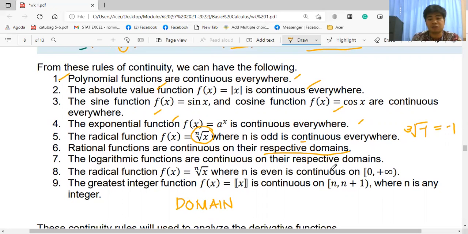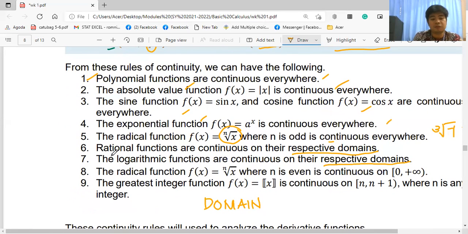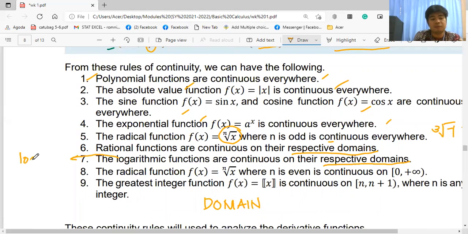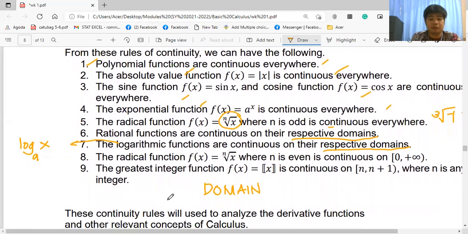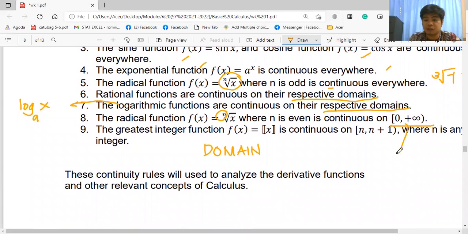And so with the logarithmic functions, we have the respective domains. Take note, the logarithm is very sensitive, because the logarithm of x to any base a does not accept all numbers. x should not be 0 and should not be any number less than 0. Radical functions when n is even are continuous only on the interval greater than or equal to 0. Why? Because you can actually prove it. Why is it continuous here on greater than or equal to 0? Because you can prove f of a.